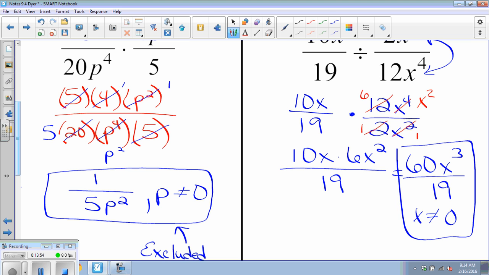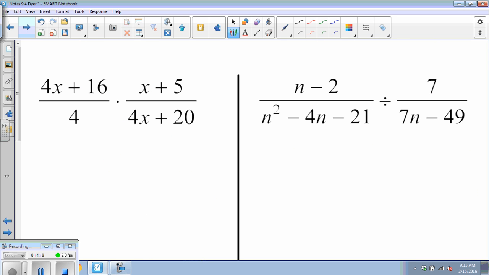And 60 and 19 can't be reduced. 19 is prime, so there's nothing we can divide it by except for 1 and itself. Any questions? Okay, so this is when we're doing these rational expressions when they're just monomials. Monomials meaning just one term. Now we're going to look at some that deal with binomials.